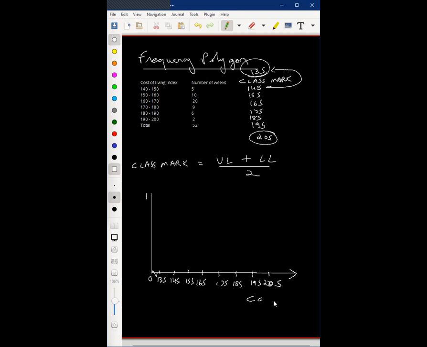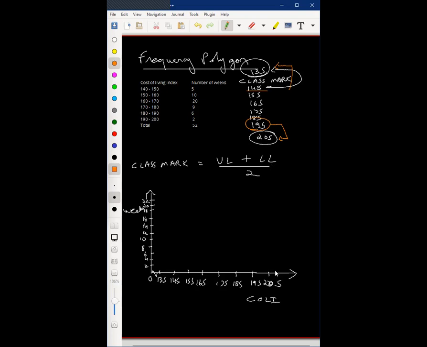This is the cost of living index, and these are the weeks. And here again, how much does it go up to? 20. So I can take 2, 4, 6, 8, 10, 12, 14, 16, 18, 20, and 22. Is this clear, everyone? So far, what have I done? Remember, even though our class mark is 145, we take one previous to this. At the same time, we have 195 as the last one, so we take the next one, which is 205 here also.